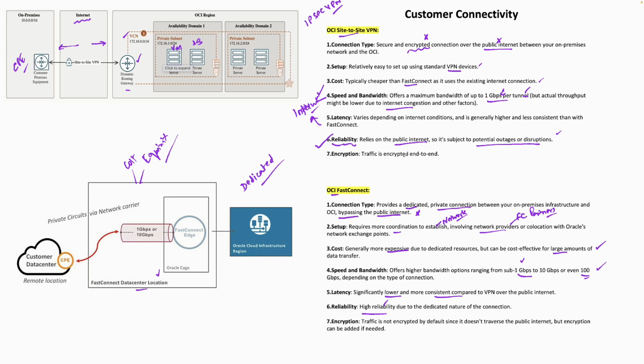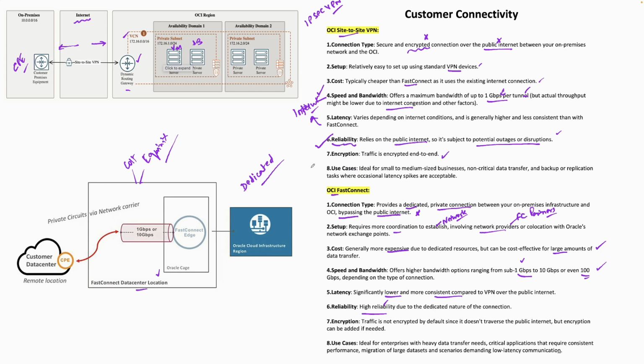Encryption wise, data is always encrypted. So you'll see that if you are setting up a VPN, it is always encrypted. Traffic is not encrypted in Fastconnect, but remember, you still have the option to encrypt it, right? So nobody is stopping you. Traffic is not encrypted by default, but encryption can be added, right?